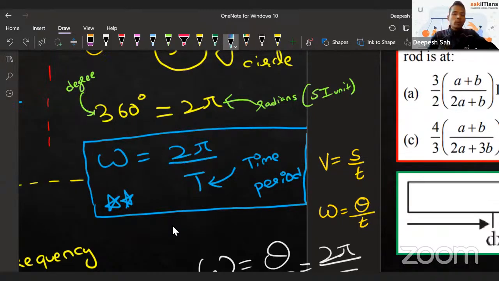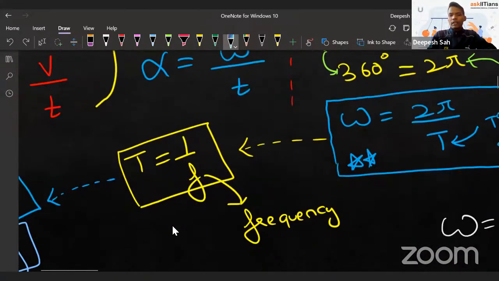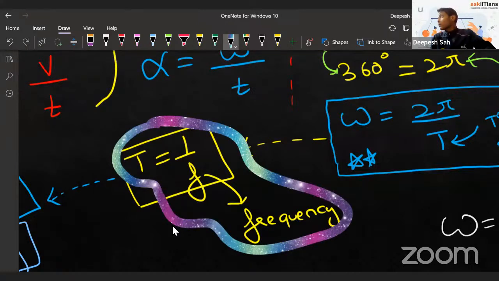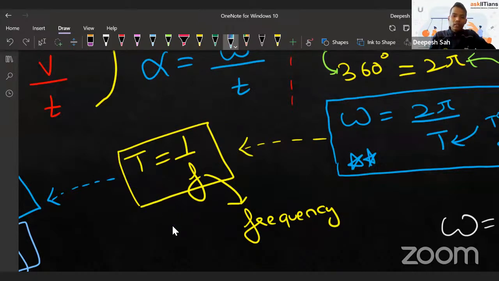And similarly, how much time am I taking to cover that? It is the time period, T. This time is the time taken by the body to complete one full circle. Now we can explain it in a different way as well. As we all know, time period is 1 by frequency. Time period and frequency are inversely proportional.